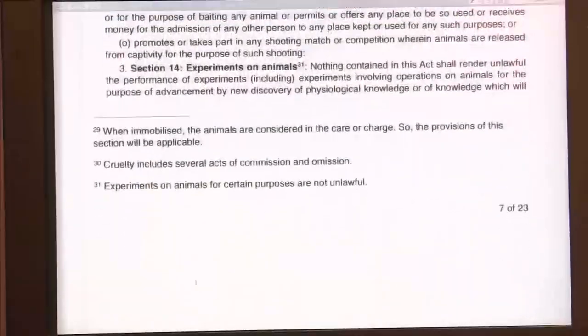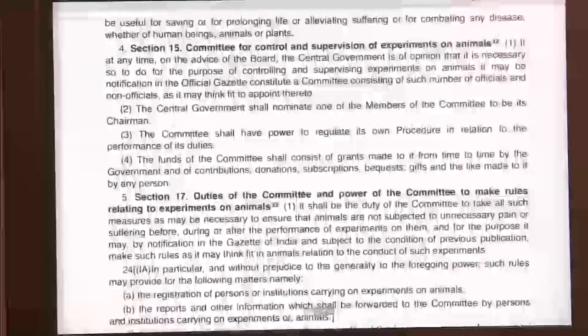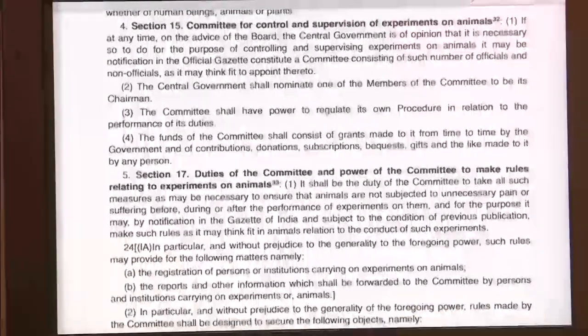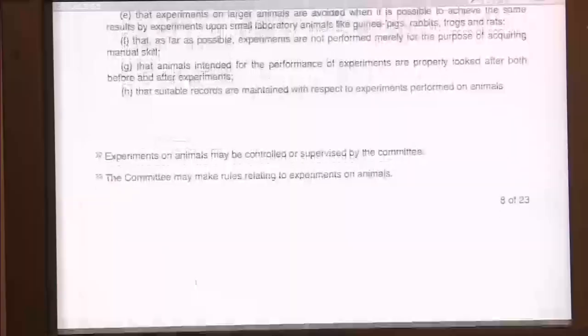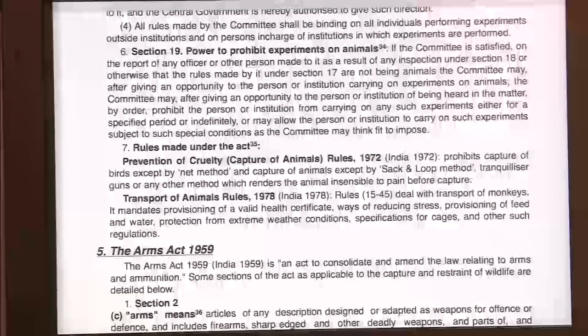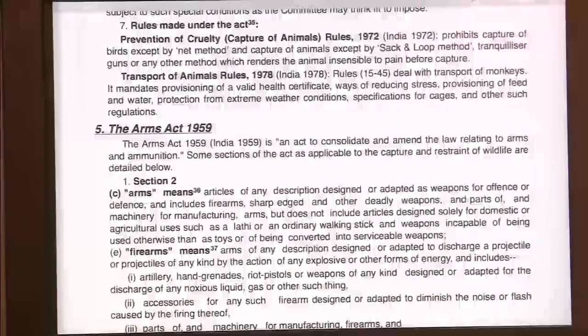Then experiments on animals are regulated. There is a committee to control and supervise the experiments on animals. It also has some duties and responsibilities. Then there is a power to prohibit experiments on animals. And then there are rules made under this Act, which are the Prevention of Cruelty, Capture of Animal Rules 1972 and the Transport of Animal Rules, to deal with the transport of monkeys.